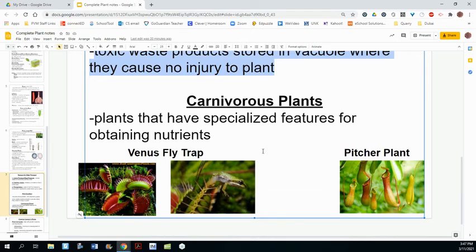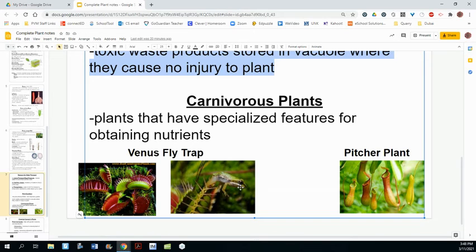There are some specialized types of plants that are interesting to think about. I'm sure you were imagining it earlier. There are carnivorous plants that have specialized features to obtain nutrients. This includes the Venus flytrap and the pitcher plant. These two species or groups of plant species evolved in environments with very poor soil. There's not a lot of nitrogen in the soil that these live in.